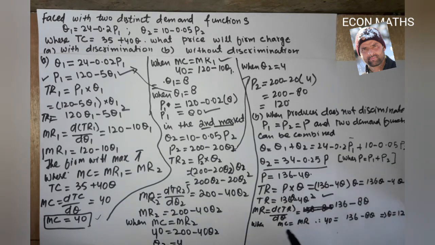Now when Q is equal to 12, we will insert the value of Q in the price function. So this will become 136 minus 4 into the value of Q, that is 12. So that is 88. So the price that the firm will set when it does not discriminate, or without discrimination, is 88.